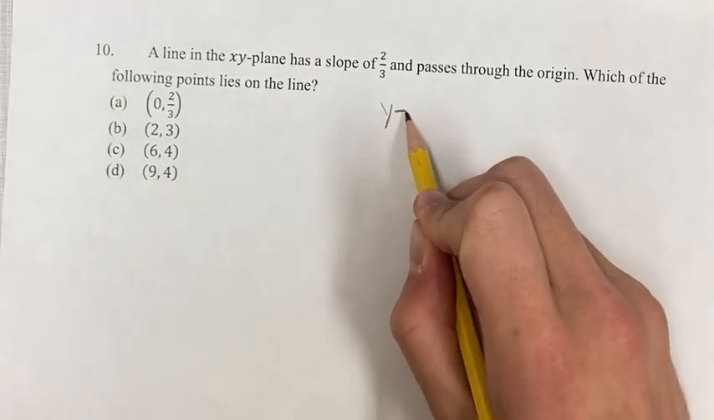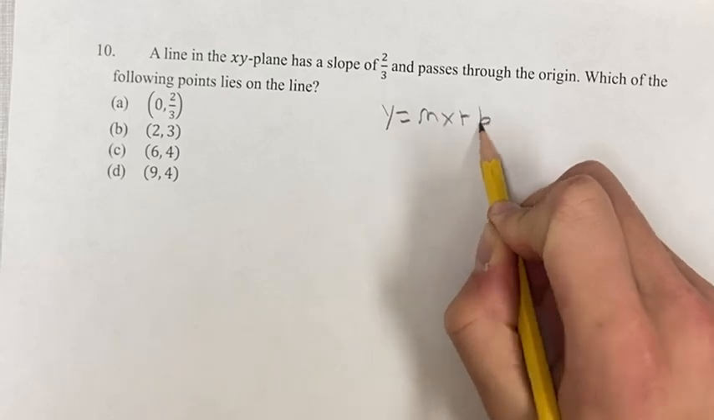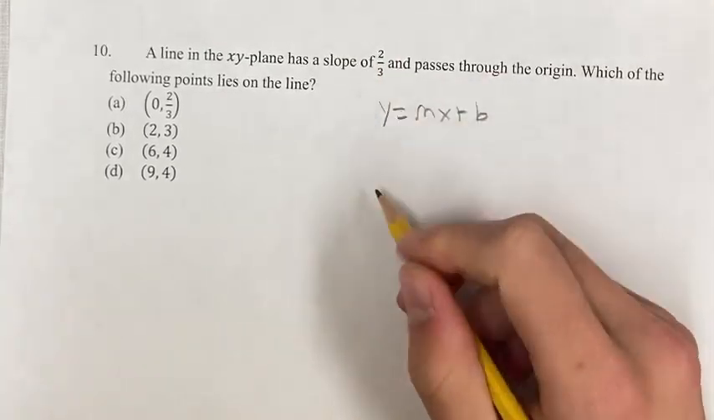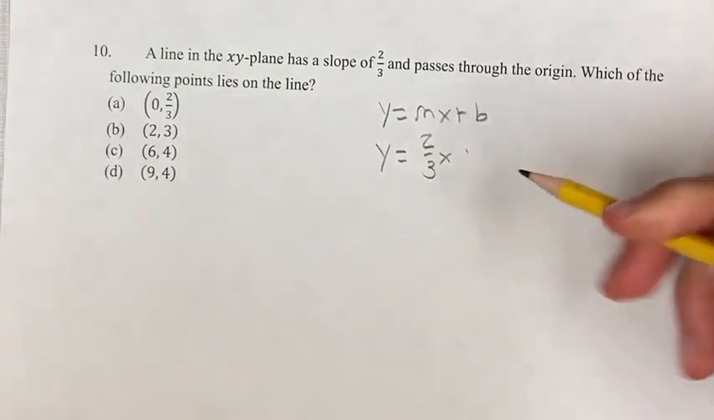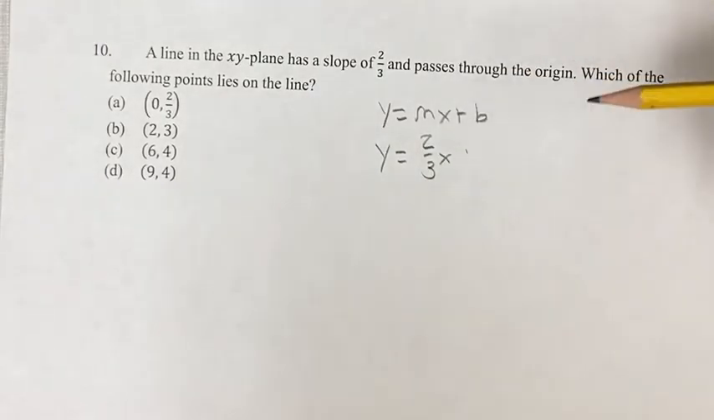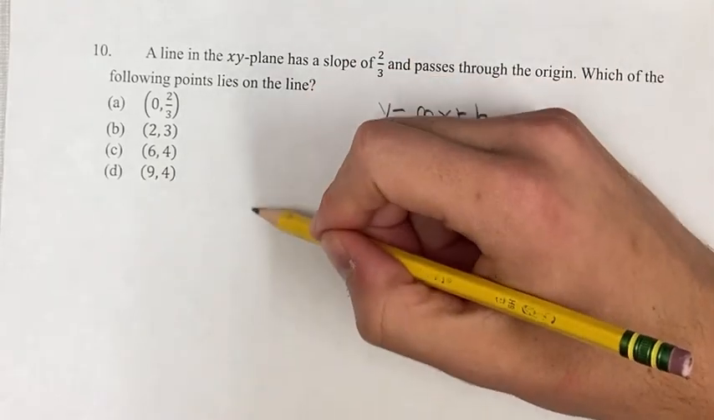So if we're using the slope-intercept form, y is equal to mx plus b. M is the slope, which we're told is 2/3. So we have y is equal to 2/3 x plus b. B, we are actually given here. We're told that the line passes through the origin, right?